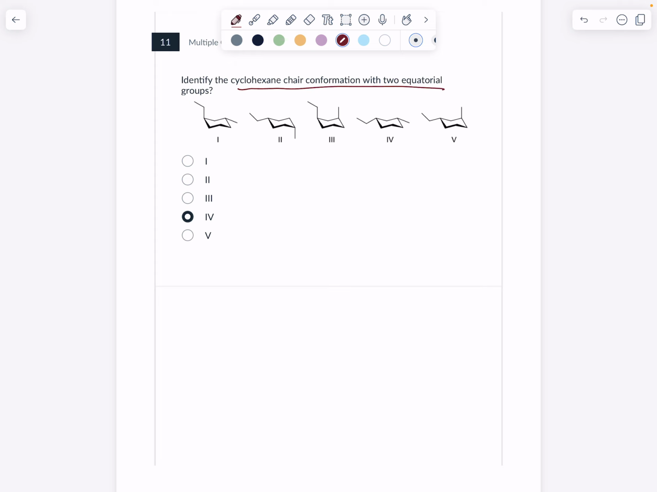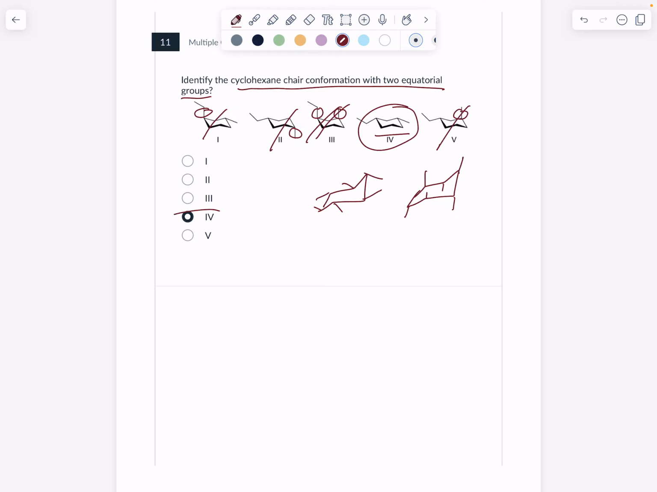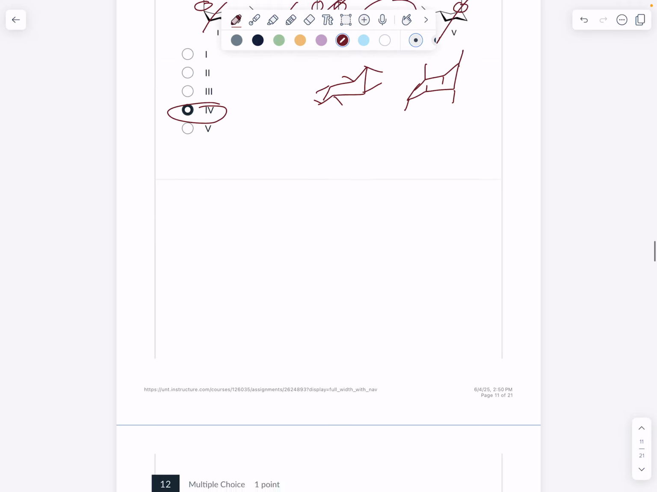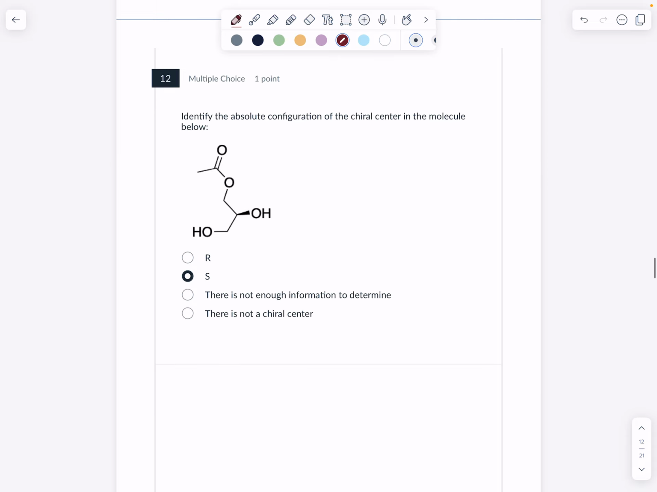Okay, next question. Identify the cyclohexane chair conformation with 2 equatorial groups. So equatorial groups are the ones that go out at an angle looking like this. And anything that's pointed straight up or down is axial. And they'll usually alternate what's pointing up or down. So I'm looking for anything that's pointed straight up or straight down, and I'm going to eliminate that answer. Both of these are straight up. This doesn't have any pointed straight up, so this is a good answer choice. For that, you just had to know what equatorial versus axial was.